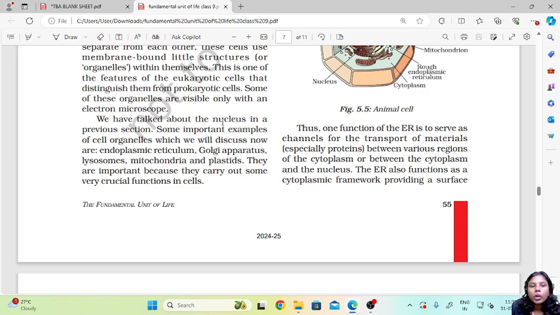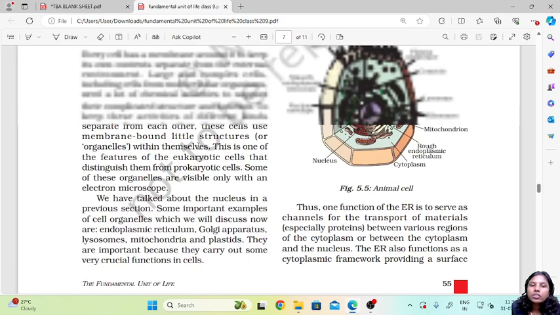We have talked about the nucleus in the previous section. Now some important examples of cell organelles which we will discuss are the endoplasmic reticulum, Golgi apparatus, lysosomes, mitochondria and plastids. These are some of the very important cell organelles, and they have some very crucial functions in the cell. About these cell organelles we will talk in the next video.